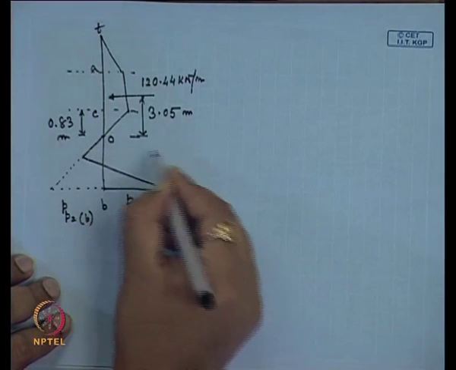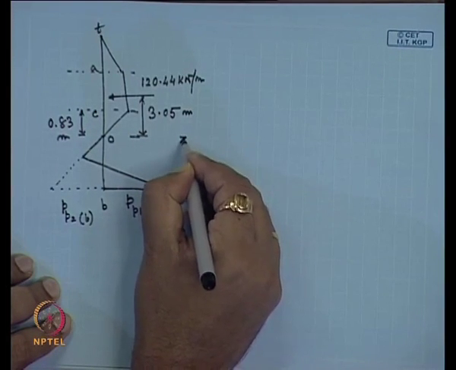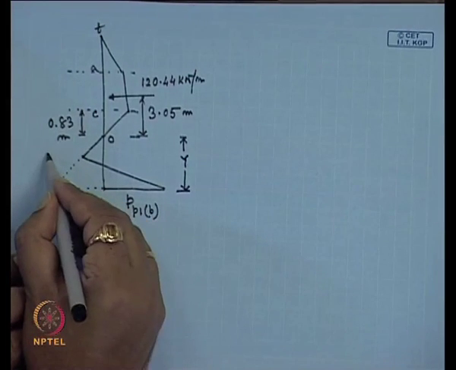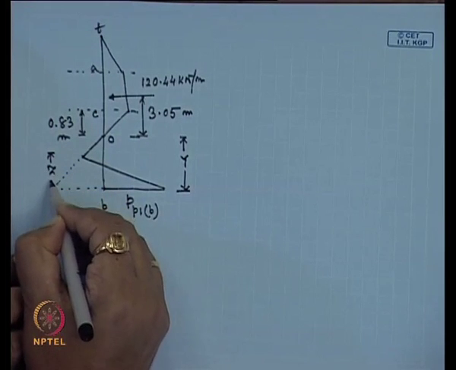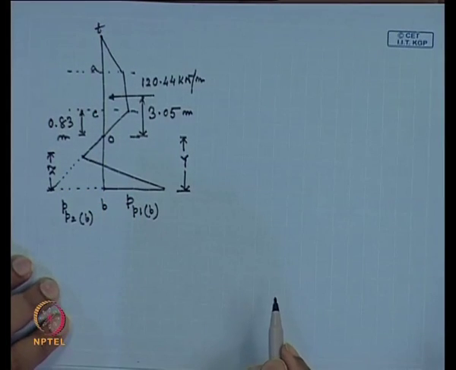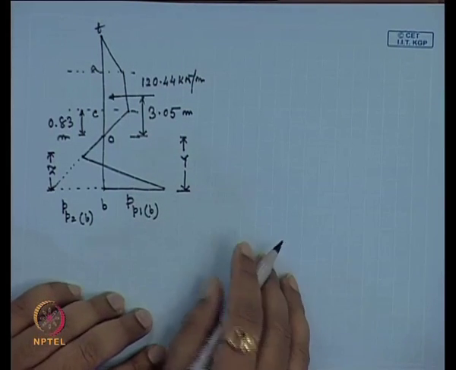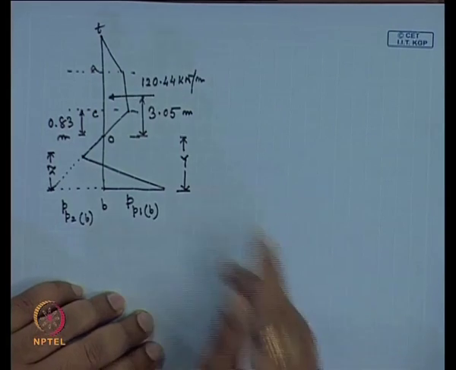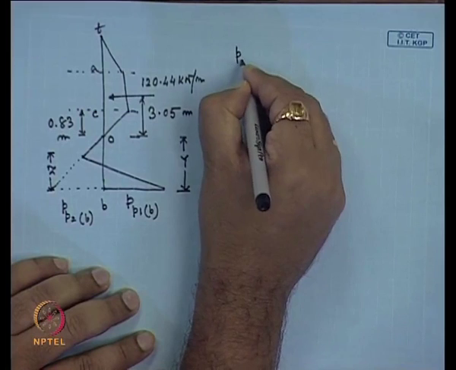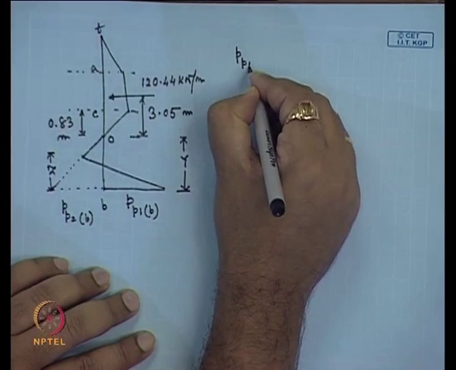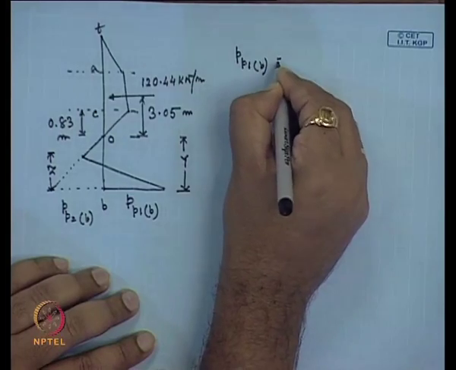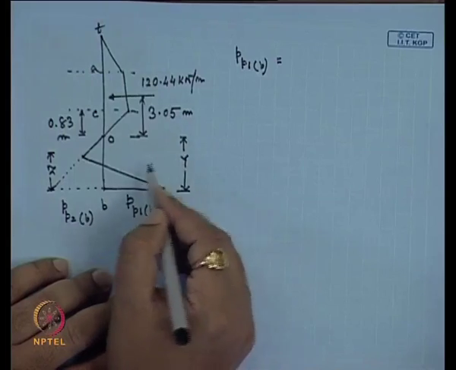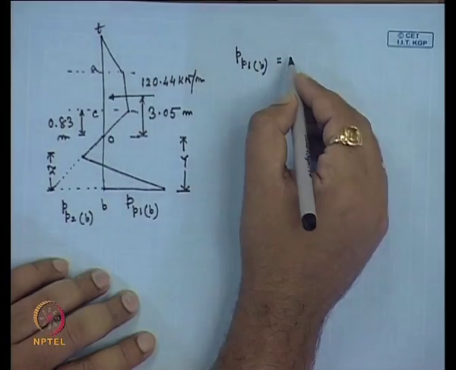Now, point O is at a distance of capital Y from the base of the sheet pile, and the point H of this triangle is at a distance of Z from the base of the sheet pile. First we will calculate the value of P P 1 B. That value we can calculate because we have already derived it in the previous class.